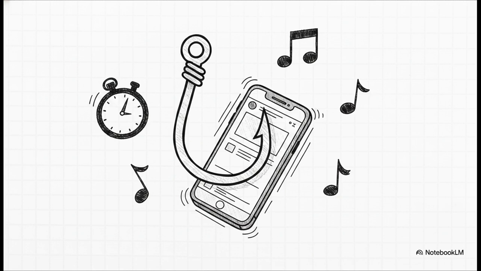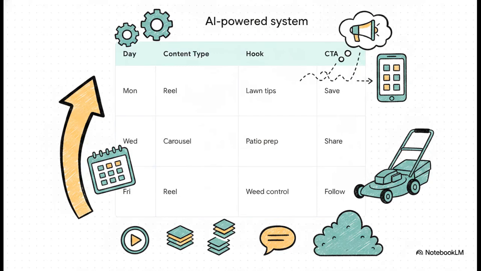For our landscaper, it generates 10 punchy, scroll-stopping opening lines all about lawn care and patio design. And it even goes a step further. It actually identifies which of those specific hooks would work perfectly with trending audio on the platform. And this brilliantly illustrates where all those ideas finally get organized.